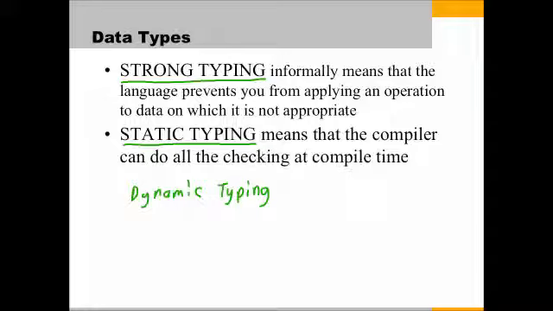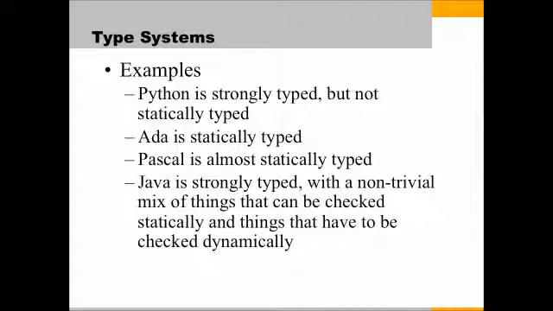You'll notice I said that the notion of strong typing is orthogonal to static typing, because we can have strongly typed dynamic languages. In fact, Python is an example of a strongly typed but not statically typed language. In fact, most of the scripting languages are strongly typed but not statically typed. Ada, which was designed by the Defense Department in the 1980s for defense applications, is statically typed and is also pretty strongly typed. Pascal, which was developed as an instructional language in the 80s, is almost statically typed.